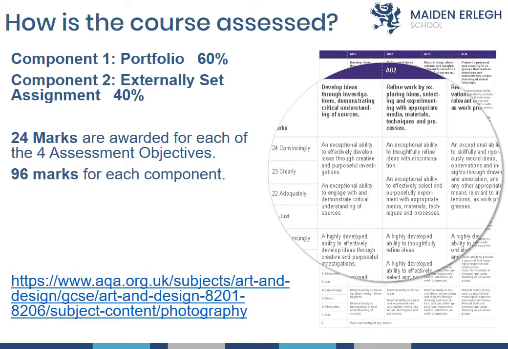I'm going to be going through what this course involves, and firstly I'm going to discuss the assessment. So it's broken down into two parts. Component 1 is the coursework, and that takes up 60% of the overall grade. This runs from Year 9 through to December of Year 11. Component 2, the externally set assignment, is the exam portion. Now that runs from January through to March. It's worth 40% of the overall grade.